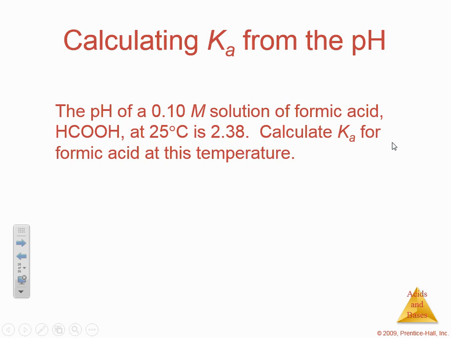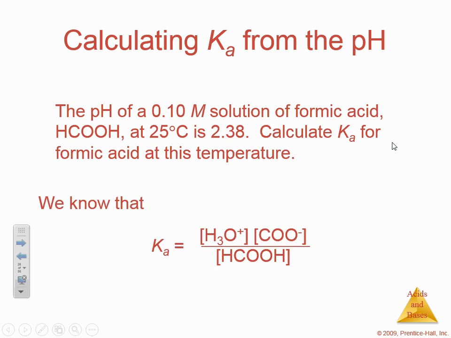So let's do an equation where we can calculate Ka given a particular type of equation. The pH of a 0.1 molar solution of formic acid, HCOOH, is 2.38. Calculate the Ka for formic acid at this temperature. Well, we know a couple things. We know that that is our equilibrium equation for an acid. That is our Ka equation.